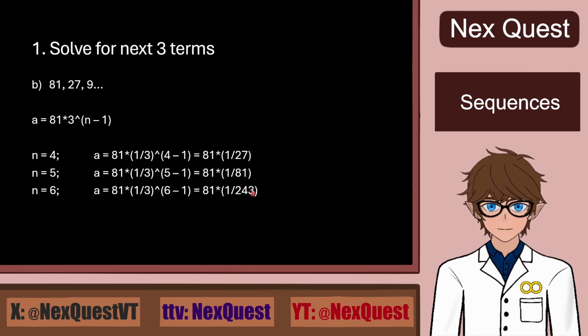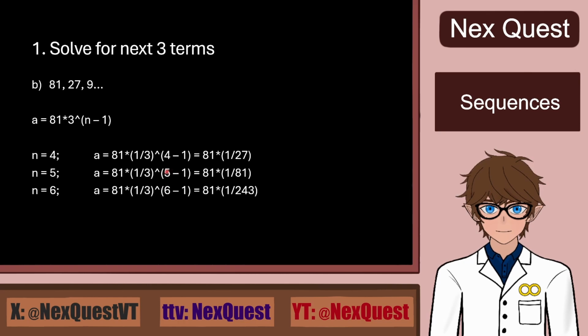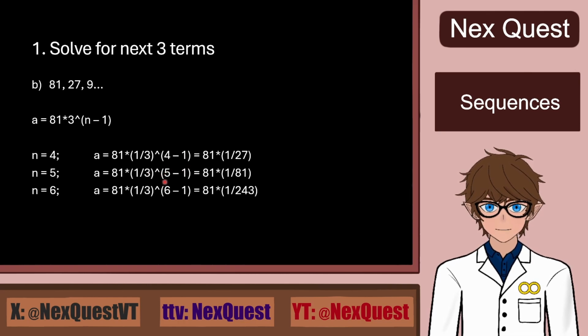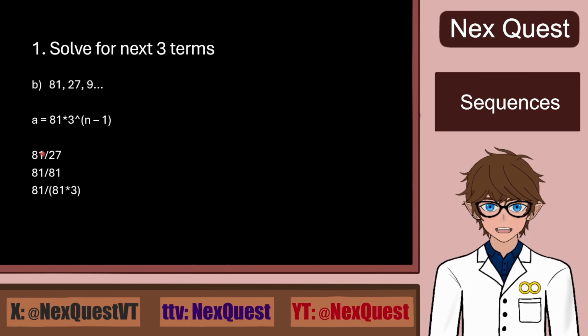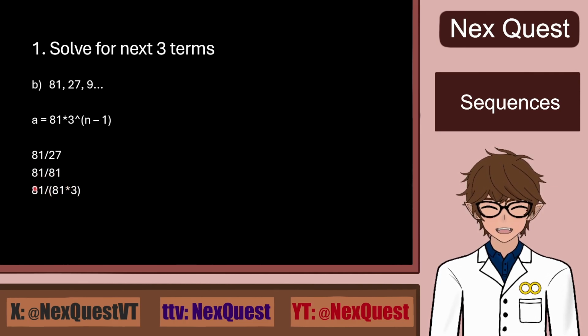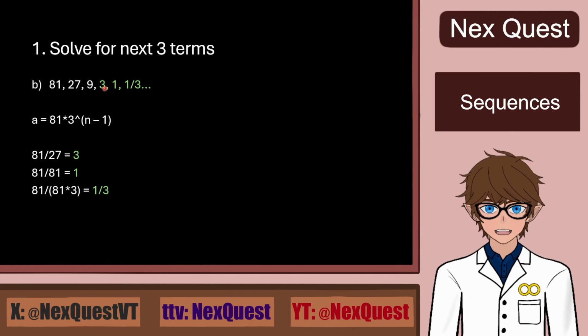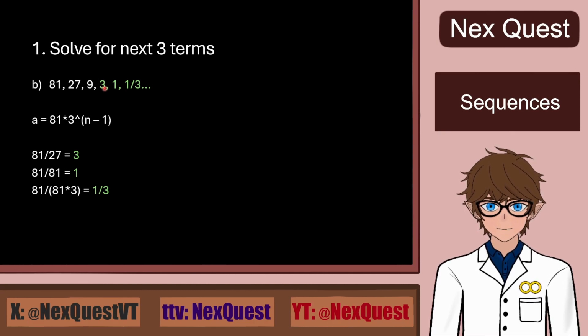But let's write 243 as 81 times 3 to make calculations easier, as technically 81 times 3 is the difference between the exponents of 4 and 5, right? So we have 81 divided by 27, 81 divided by 81, and 81 divided by 243, and that's also divided by 3. So we can cancel out the common factors. We get 3, 1, and 1/3, which are the next 3 terms. Our answer is a geometric sequence, with the next 3 terms being 3, 1, and 1/3.